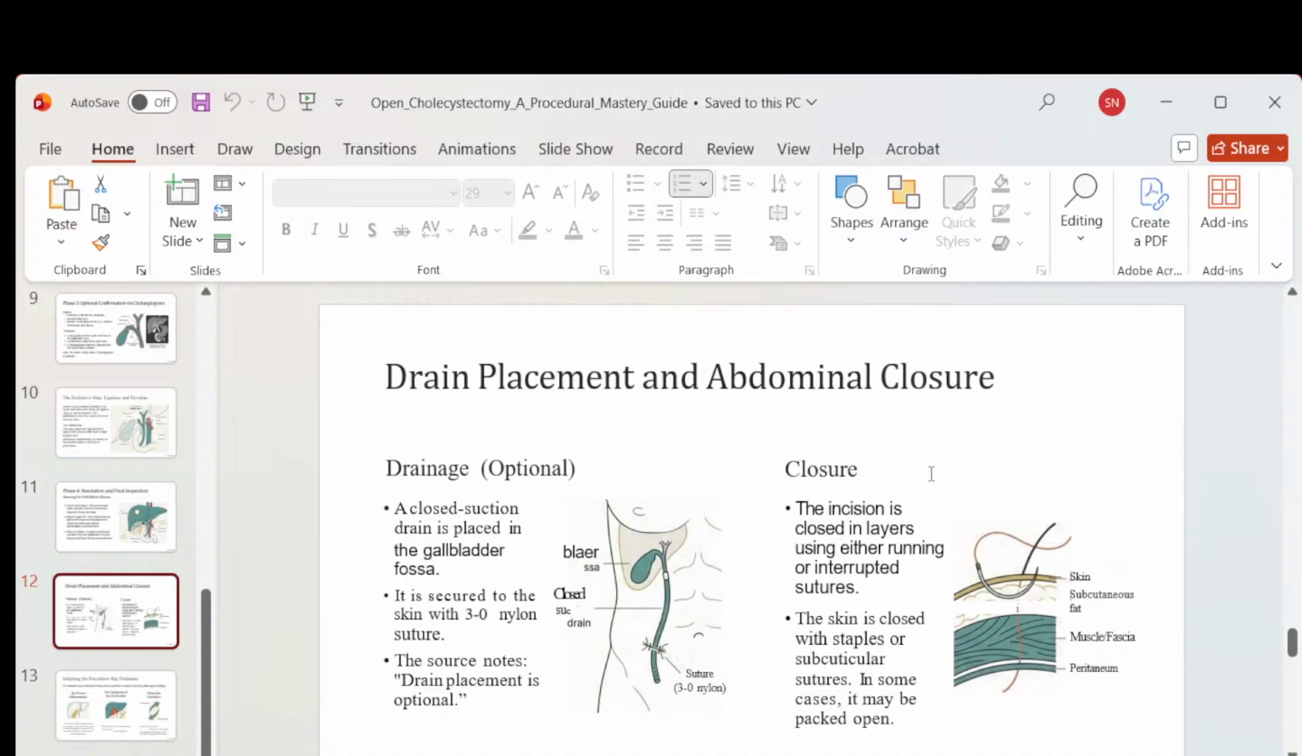Closure. The incision is closed in layers using either running or interrupted sutures. The skin is closed with staples or subcuticular sutures. In some cases, it may be packed open.